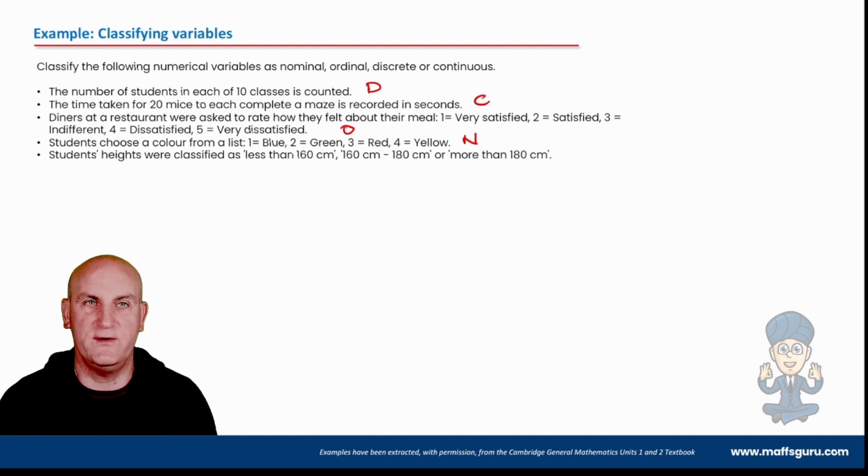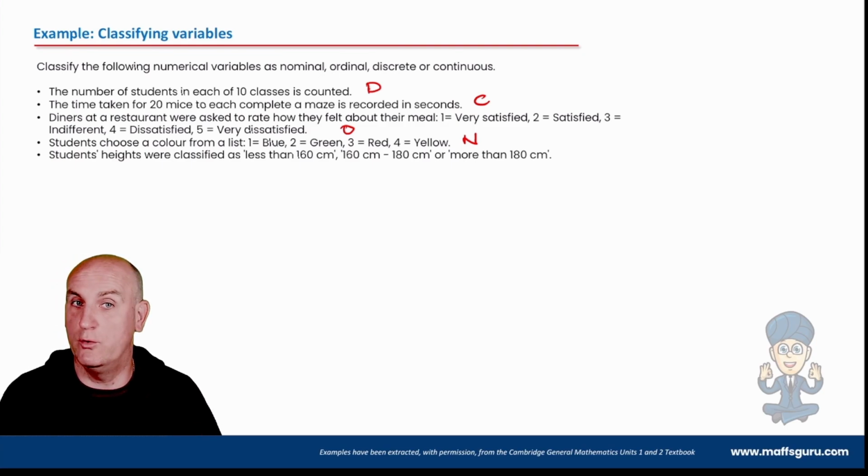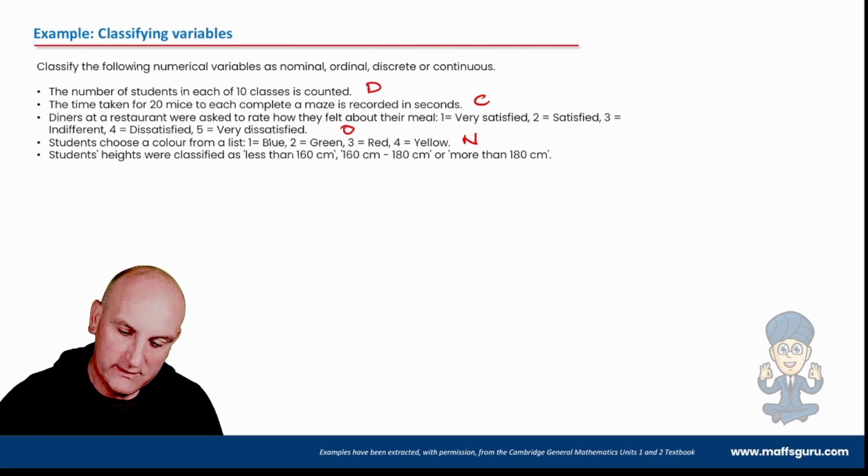Students' heights were classified as less than 160, 160 to 180, or more than 180. Again, people think that's discrete or continuous data, that it's numerical data. It actually isn't. Although it's got numbers in it, it's a group of numbers, so I can't do anything with that group of numbers, and as such, it becomes categorical data. That means I can only choose whether it's nominal or ordinal. Is there an order to this? Less than 160, 160 to 180, more than 180. Can I put that in an order? Absolutely. So in that situation, this would be ordinal.